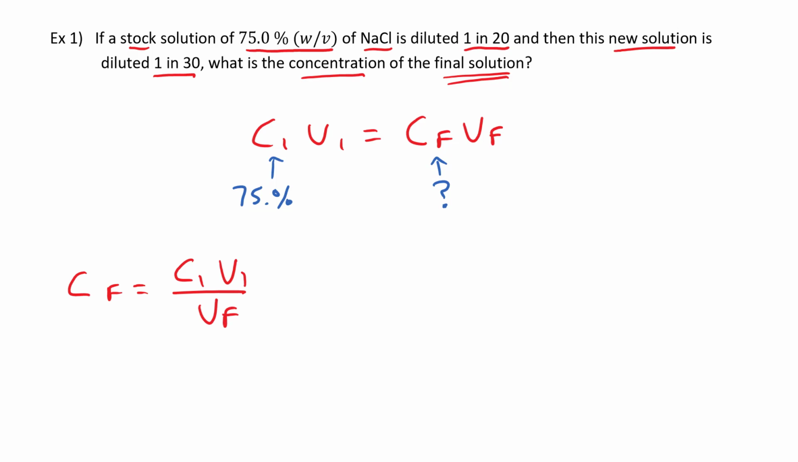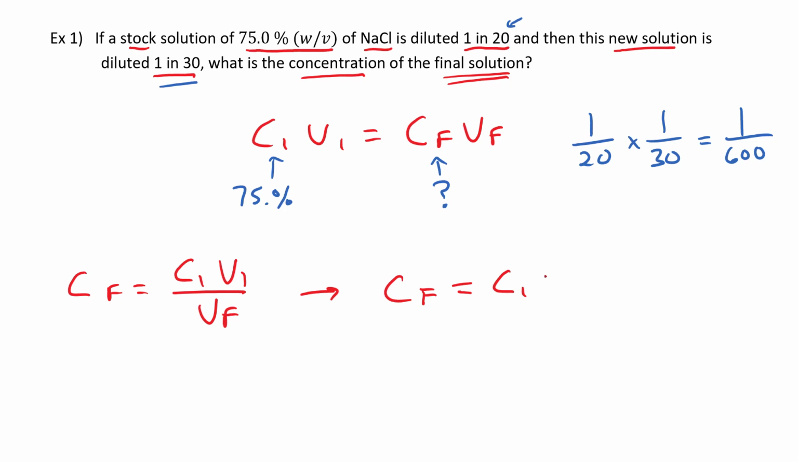Now I need to figure out my total dilution for the serial dilution. So initially, I did a 1 in 20 dilution, and then I did a 1 in 30. Multiply those together, 1 over 600. Let's rearrange that so we have the dilution ratio. This here is your dilution ratio, the total dilution. Now we can solve this.